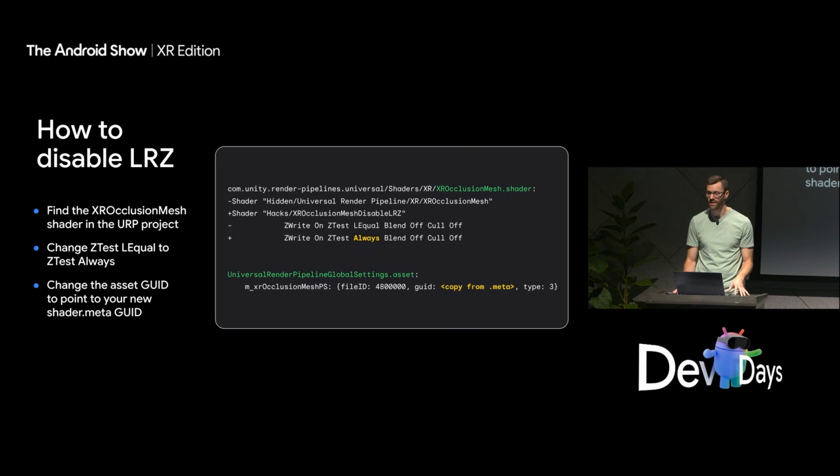If you're trying to get the most out of your GPU frames, try with and without LRZ. There's no explicit way to disable it. Instead, you can draw with Z-test set to always to convince the GPU driver to turn it off for that frame. For Unity XR apps, the first thing that draws each frame is the built-in XR occlusion mesh. To disable LRZ, make a copy of the occlusion mesh shader and modify it as shown here.